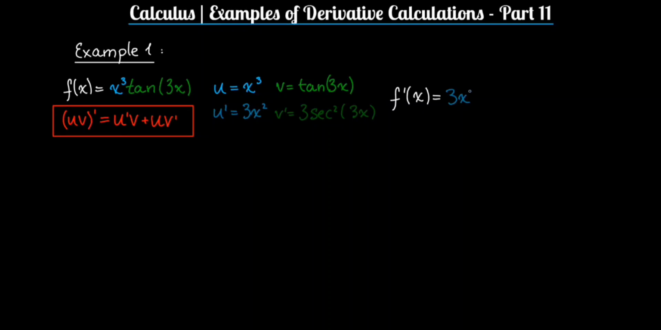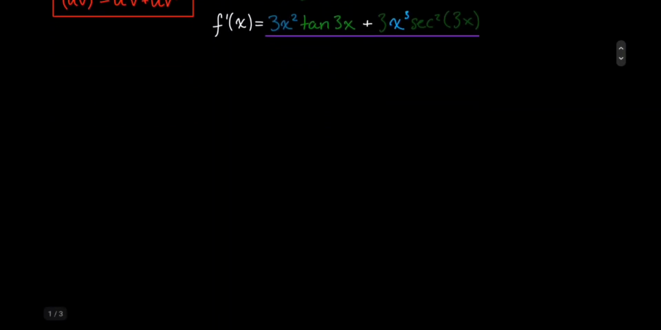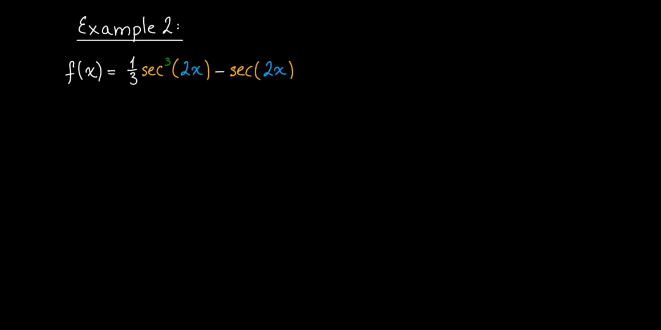This is simply going to be 3x squared times tan 3x, and then we add x cubed times 3 secant squared of 3x. And this right here would be the derivative function. This wasn't so difficult, so let's immediately move to the second example.